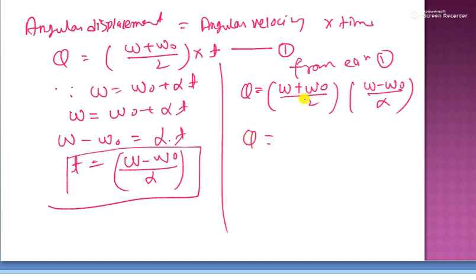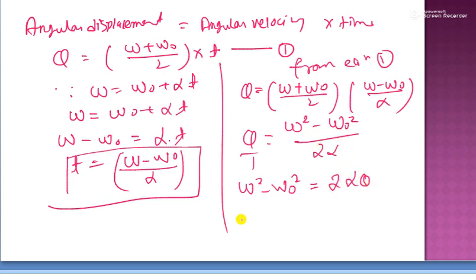Okay students, in the above we can find the identity of a plus b times a minus b. Now a plus b times a minus b equals a square minus b square, upon, we multiply denominator by denominator, 2 into alpha equals 2 alpha. So omega square minus omega naught square. Now we multiply 2 alpha with theta, so it becomes 2 alpha theta. Then omega square equals, minus omega naught square converts to plus omega naught square, plus 2 alpha theta. That is the third equation of rotational motion.